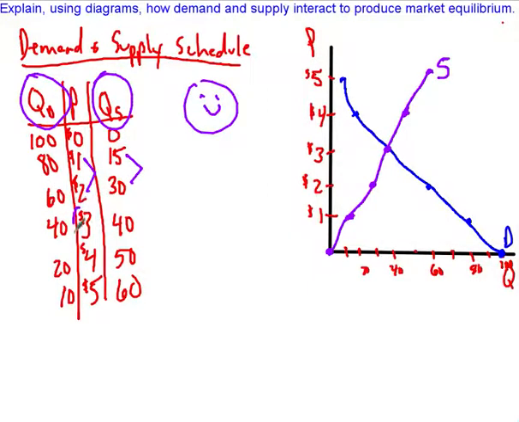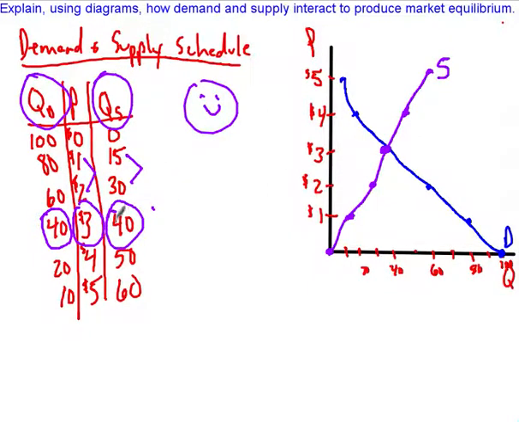But notice what happens at $3. Consumers want 40 of them, and we're happy with it. The consumers are, and the suppliers are like, you know what, we can do 40 at $3. And so this is where the two intersect.